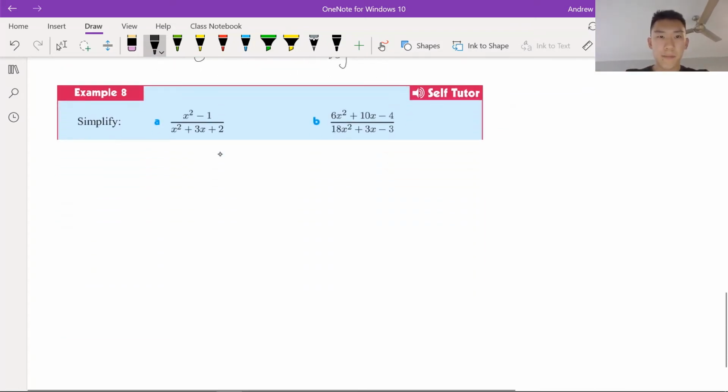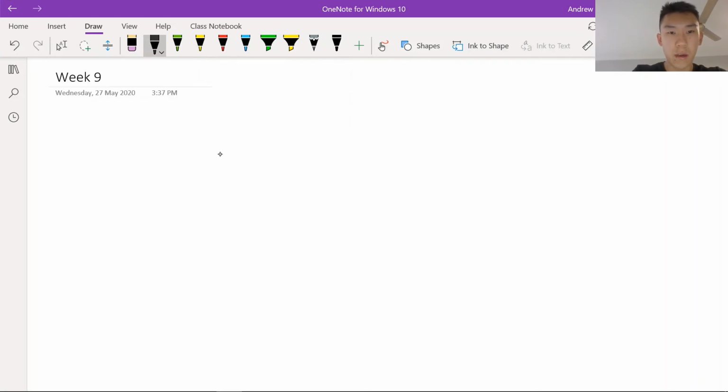Lucky last, simplify this. With simplify, a lot of the time you have to factorize, so just keep looking out for things like difference of two squares, perfect squares, quadratics to factorize. That's going to serve you very well going forward. So the numerator is a difference of two squares, so let's do that. I won't rewrite all the rules here, so if you need to go over the rules, make sure you do so.